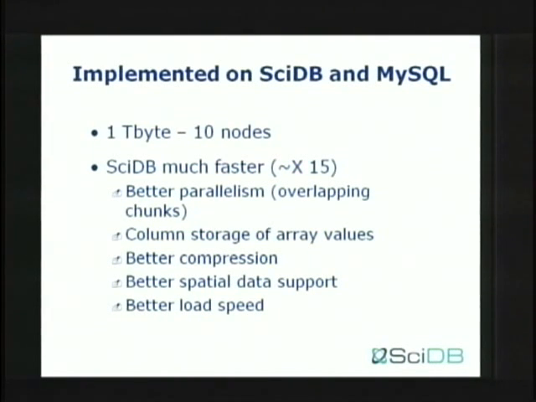The other thing is that there's a whole bunch of attribute data, and if you store it column-wise, it tends to be faster than if you store it row-wise. MySQL stores it row-wise. SciDB stores it column-wise. SciDB gets a lot better parallelism, because if you're taking an image and you want to pick out the observations, you want to have a chunking system.